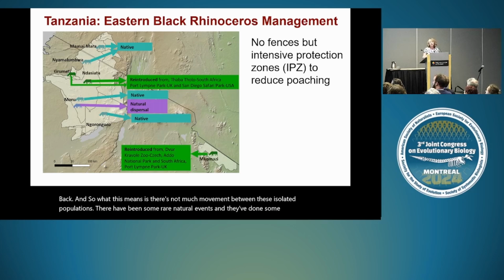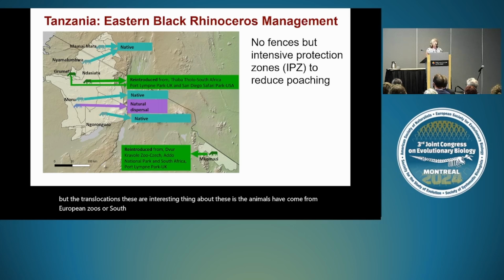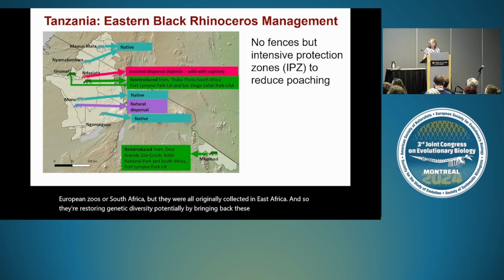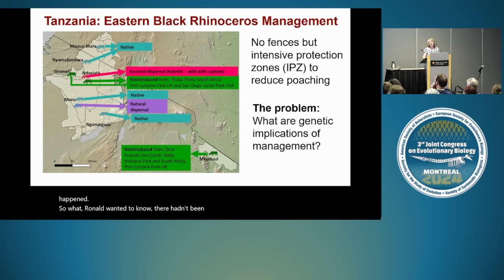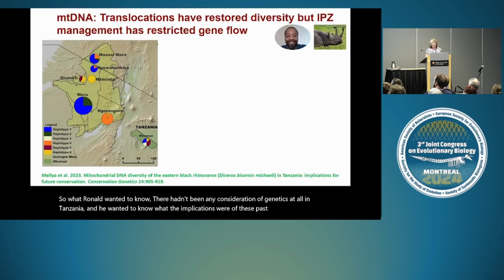But the translocations, the interesting thing about these is the animals have come from European zoos or South Africa, but they were all originally collected in East Africa. And so they're restoring genetic diversity potentially by bringing back these animals. There's also hybridization with the native populations once the translocations have happened. So what Ronald wanted to know, there hadn't been any consideration of genetics at all in Tanzania, and he wanted to know what the implications were of these past management practices.